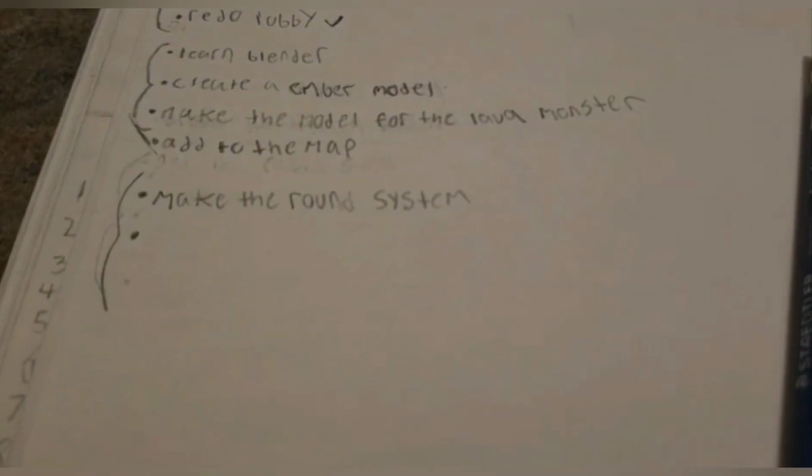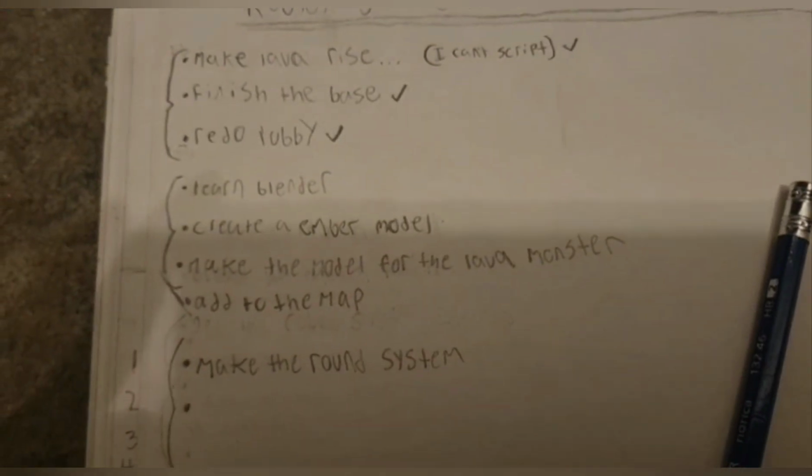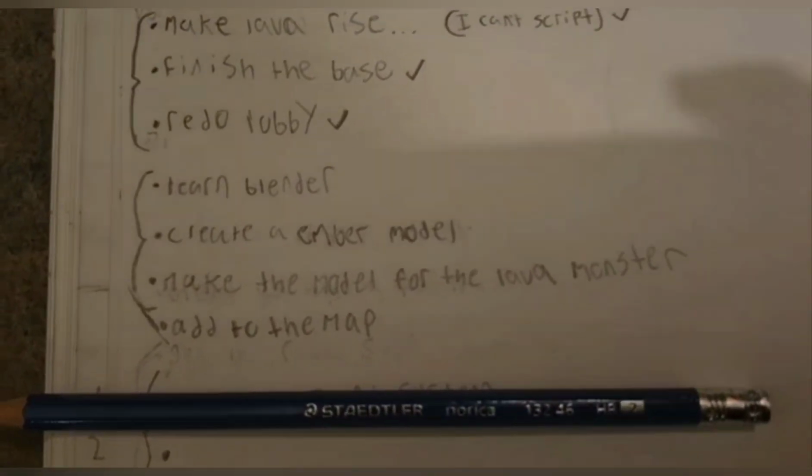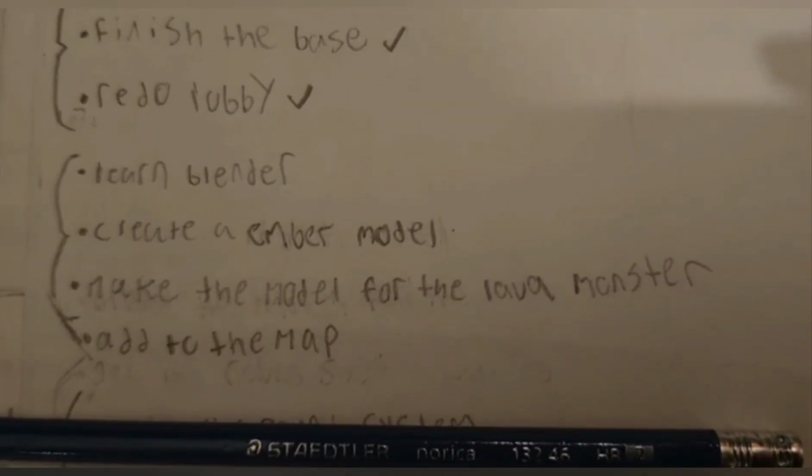Which means we only have one task left. Make the model for the, oh no, wait, I read it wrong. Add to the map. So first thing is that we will have Thunder here showing off what he did to the map, and then I will show what I did.